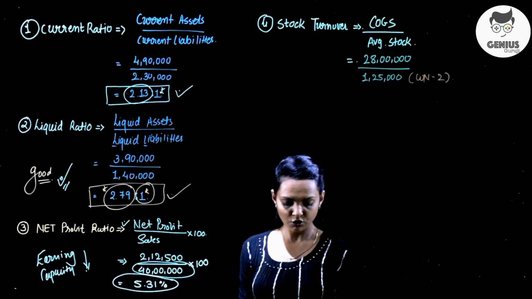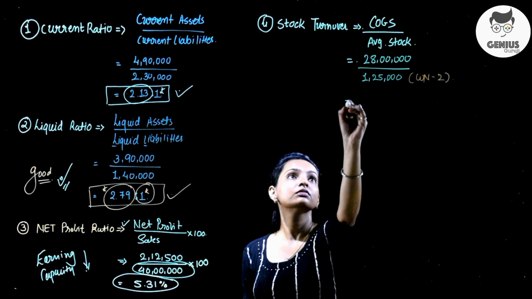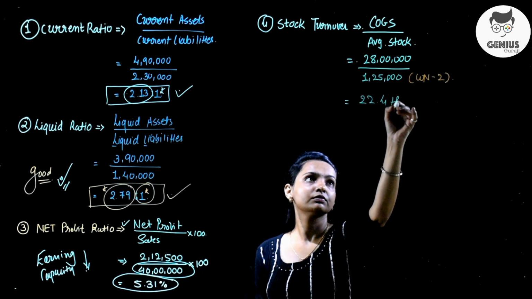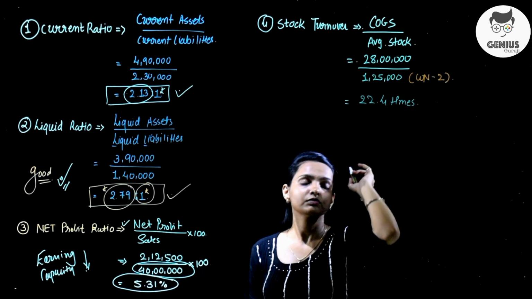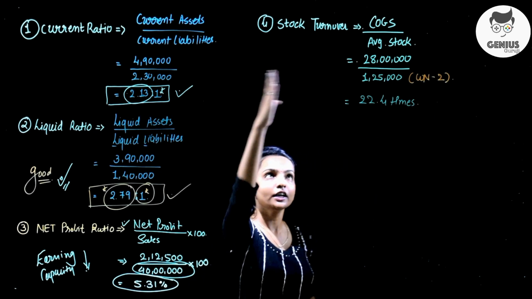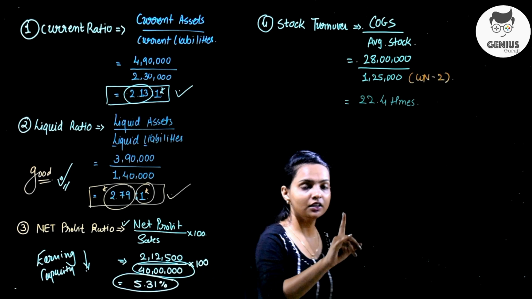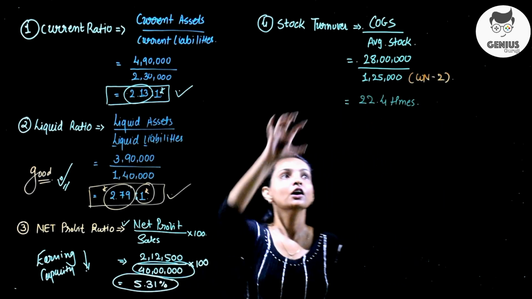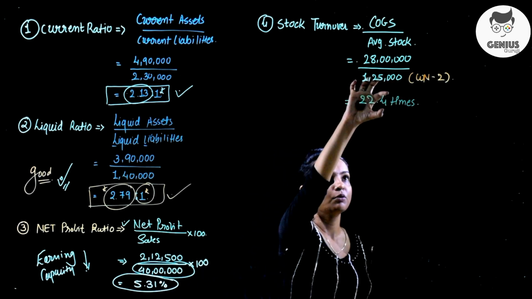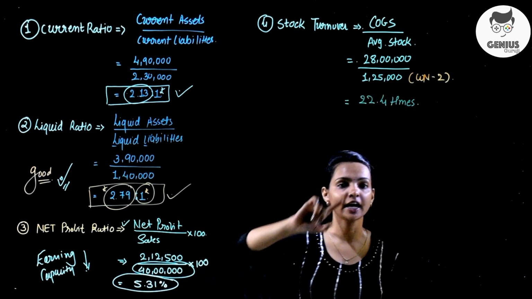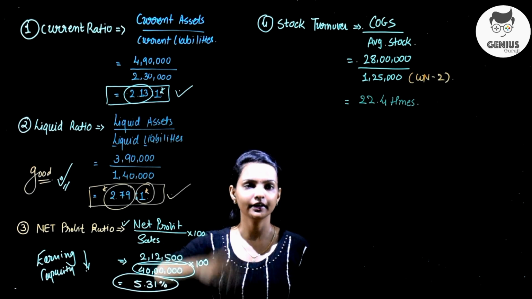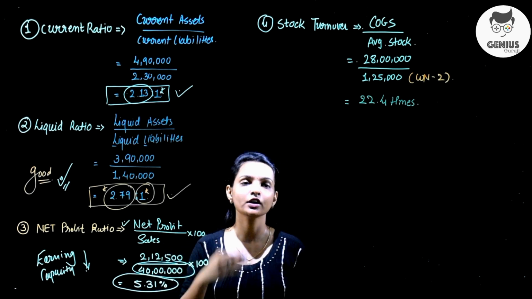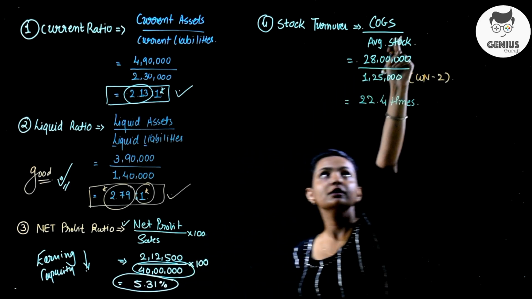Okay, so my answer is 22.4 times. Okay, स्टॉक टर्नओवर रेशियो COGS की इंफॉर्मेशन दी हुई है और एवरेज स्टॉक हमने वर्किंग नोट नंबर 2 में कैलकुलेट किया है. But this is most important. My ratio is denoted in times. Why? Because it's a repeated. 22.4 times my average stock is repeated with comparison of COGS.